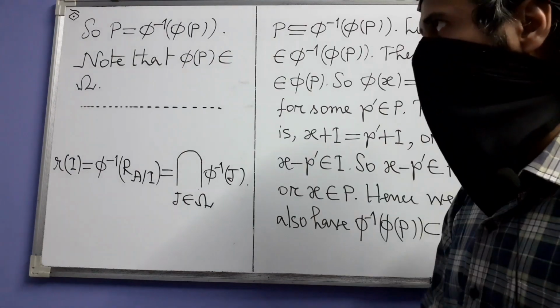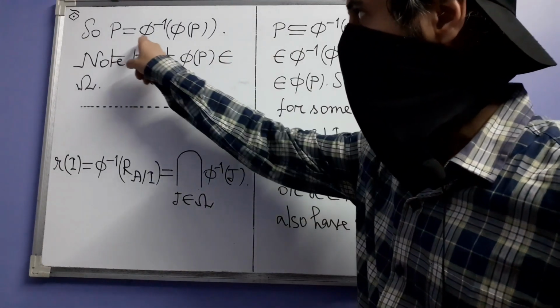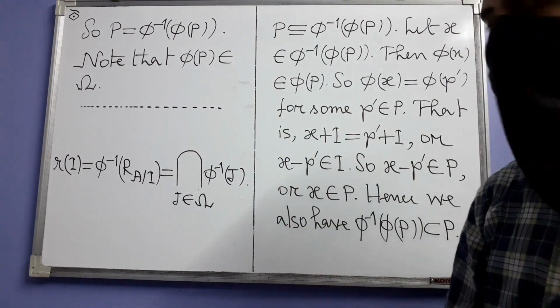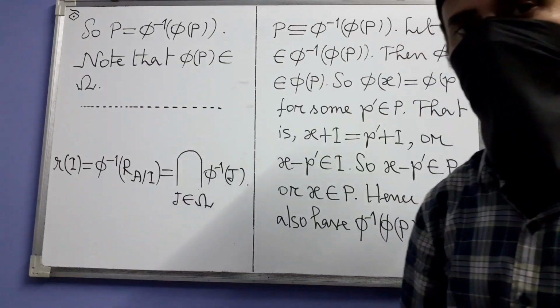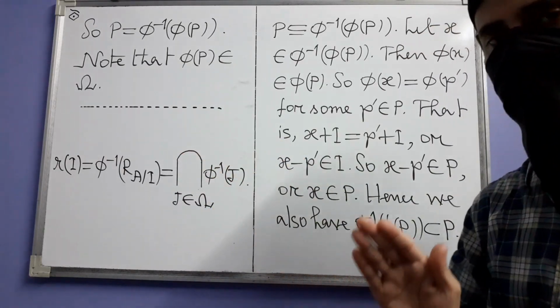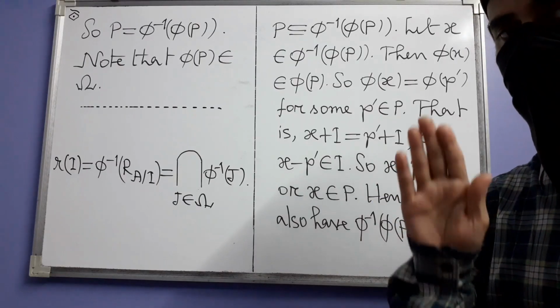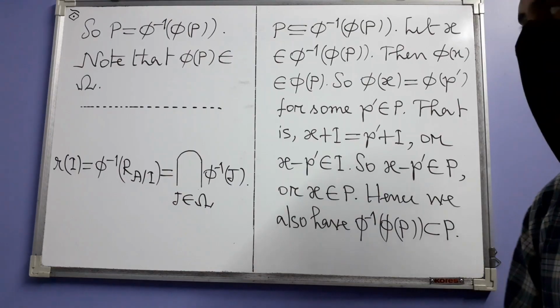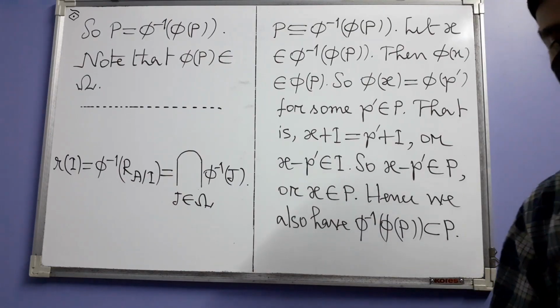And what do you see now here? That P really looks like phi inverse of something. And what is that something? That something is coming from omega. So yes, in this intersection itself, all prime ideals of A containing I have been accounted for. So that is why the proof is over. And let me end this video here itself.